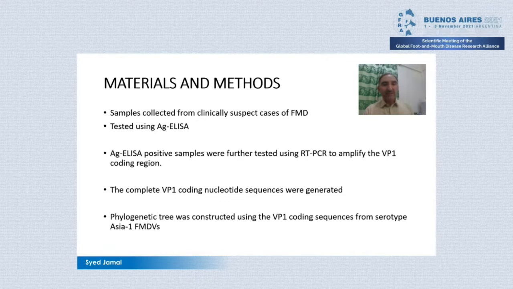In this study, samples were collected from clinically suspected cases of foot and mouth disease, and these samples were tested using antigen ELISA. Samples which tested positive were further tested using RT-PCR to amplify the VP1 coding region, and the complete coding nucleotide sequences were generated from the amplified product. Then a phylogenetic tree was constructed using the VP1 coding sequences from these viruses and also from some reference and old viruses which are present in the public databases.